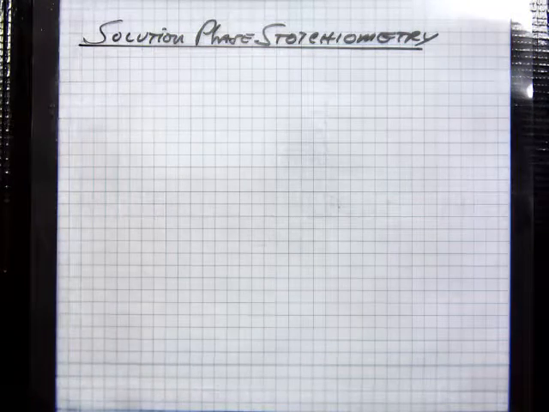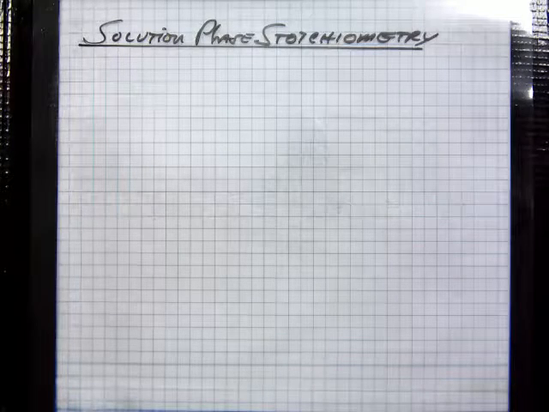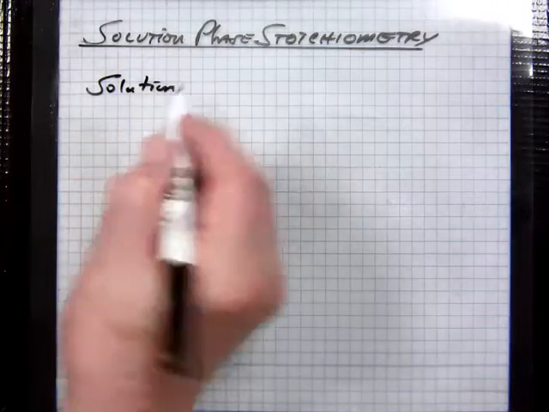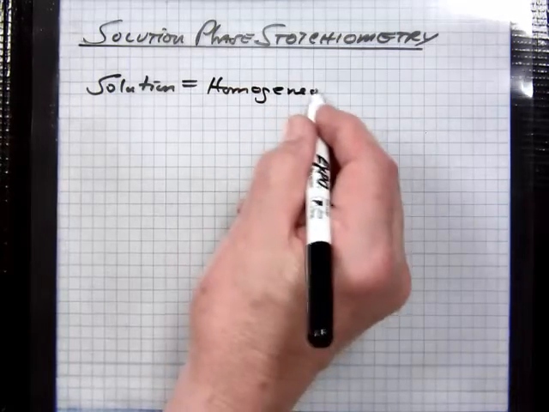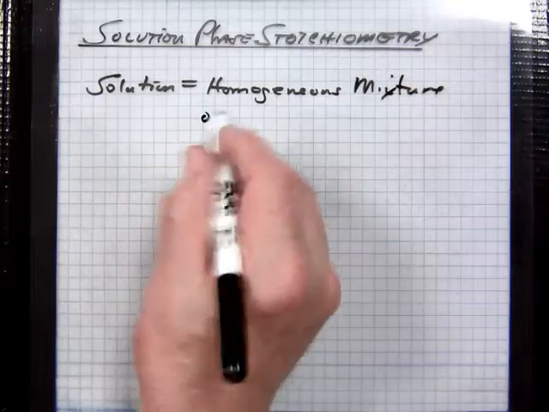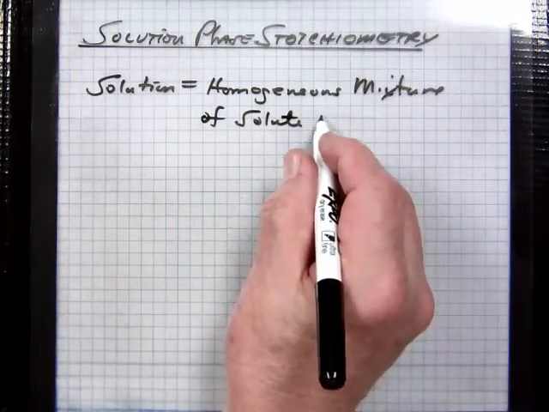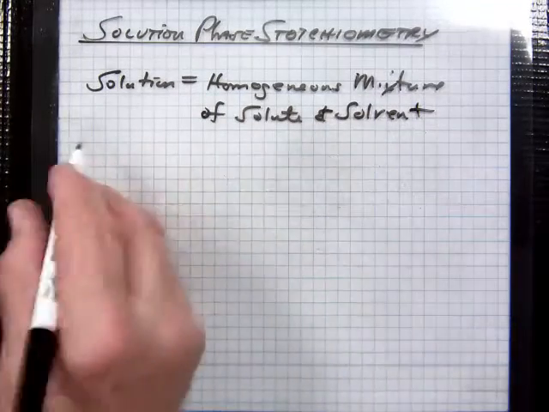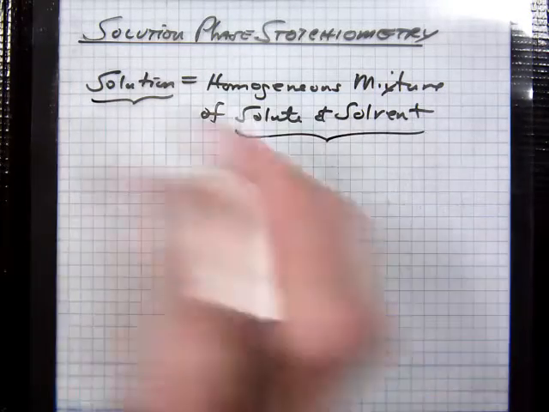Most of the reactions in chemistry are generally done in solution. And solution, as I mentioned earlier, is a homogeneous mixture of solute, the component in the least amount, and solvent, the component in greater amount. The solution itself is a combination of those.